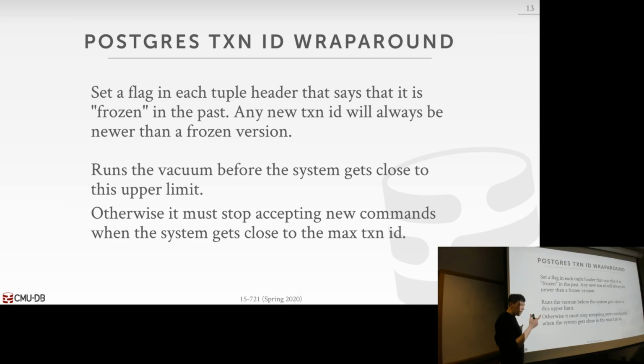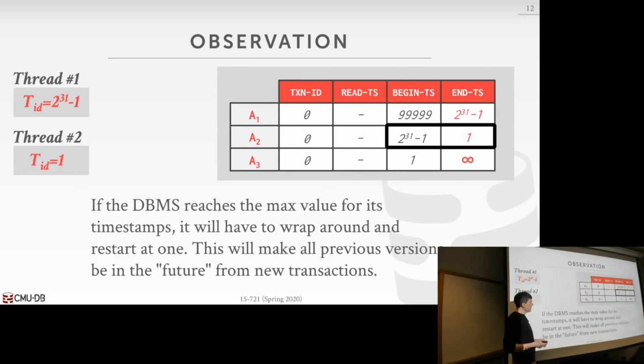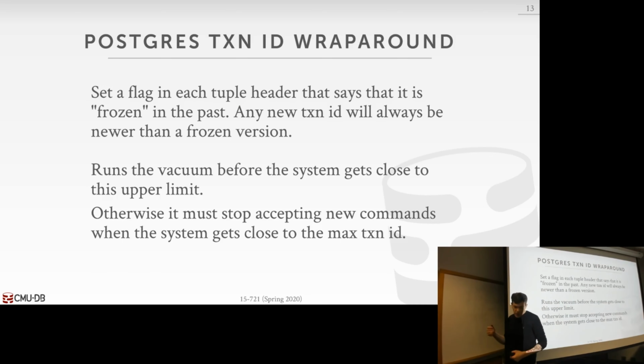Any version that's considered frozen means that it's always going to be deemed as in the past, no matter what transaction ID or timestamp you compare it with. So even in this case, even though this one could have a timestamp that's greater, 2 to the 31 minus 1 is greater than 1, if I set the frozen bit, then this will always be deemed older than this. So the way they do this is that the system recognizes that you're about to wrap around, and they'll run the vacuum, their garbage collector, scan through, find old versions, and set this bit flag.